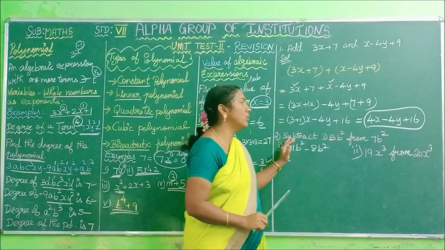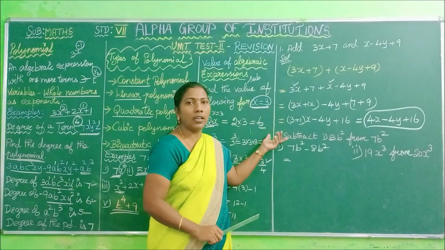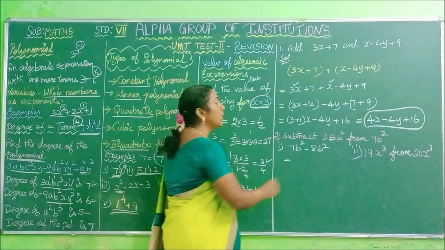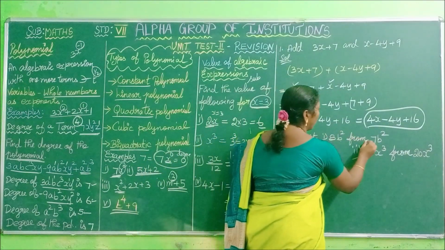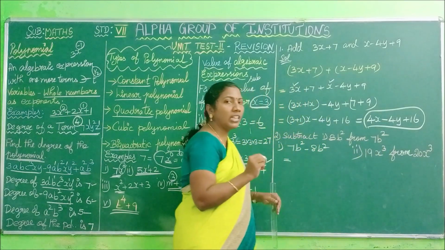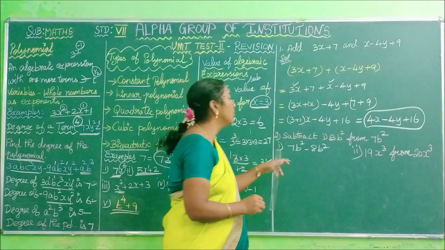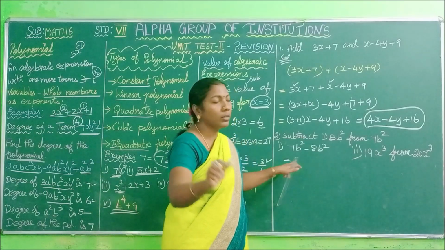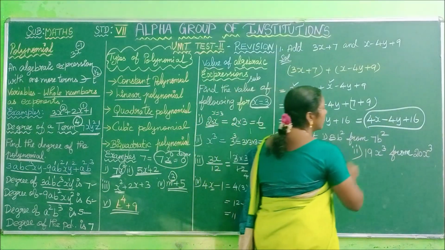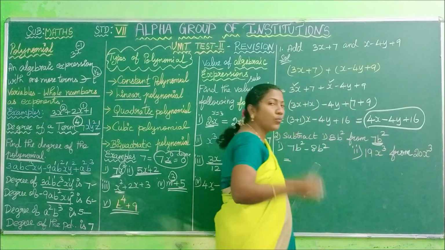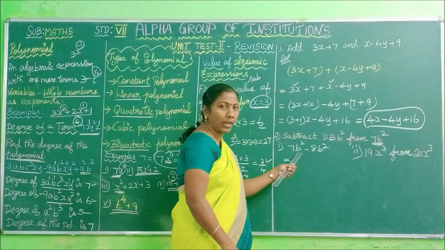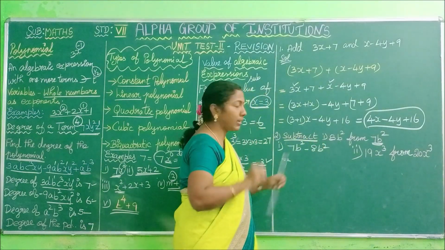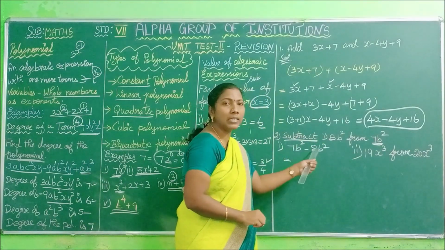Next we are going to see the subtraction. As I said in the addition, here also you have to subtract only the like terms. See the first one. Subtract 8b square from 7b square. You listen carefully children. What is the first term? Here you have to write the term which comes after the word from. Here after the word from, which term is coming? 7b square. So first you have to write 7b square minus, because here we are given subtract. So 7b square minus 8b square.